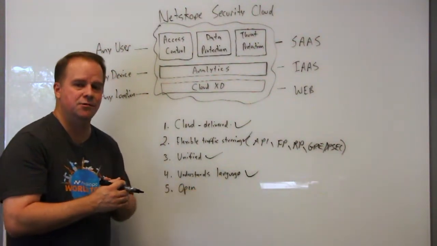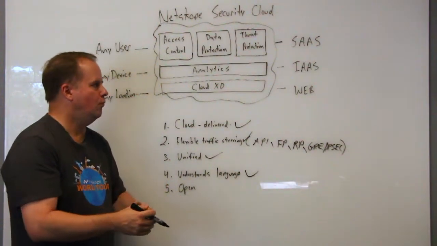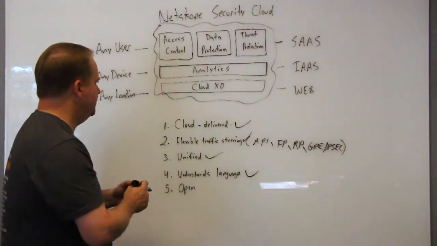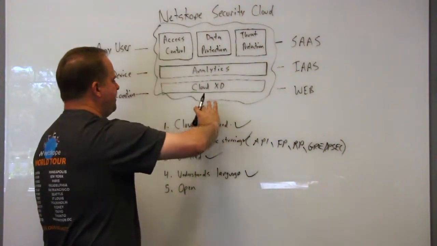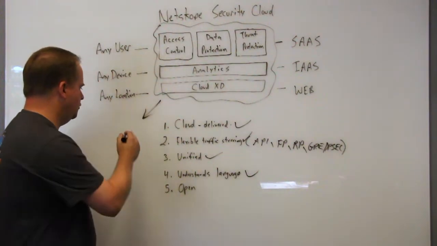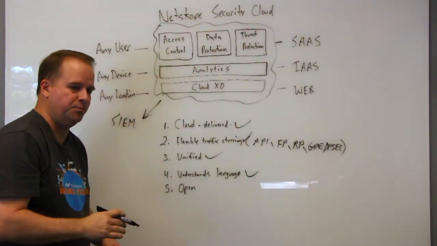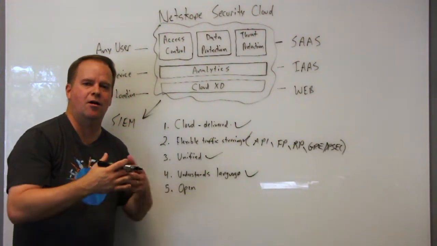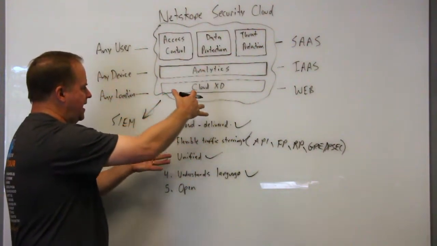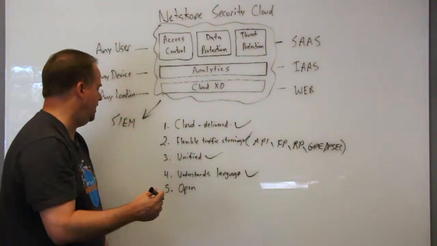And then last, but certainly not least, is open. And what do we mean by that? We've architected the Netskope Security Cloud to be completely open. This allows you to take all of these capabilities and share that infrastructure, whether it's using a SIEM like Splunk, IBM QRadar, ArcSight, etc. So you can actually bring this into the incident management workflow that you already have in place.